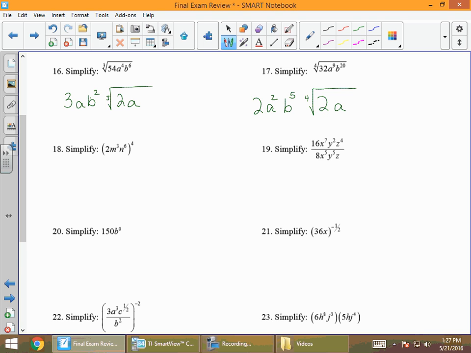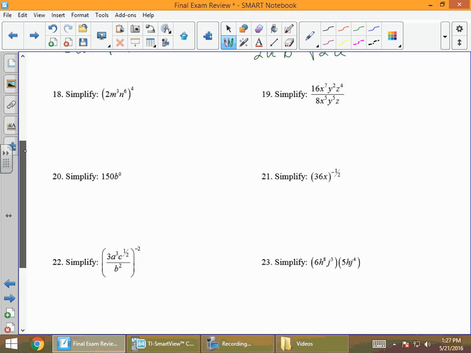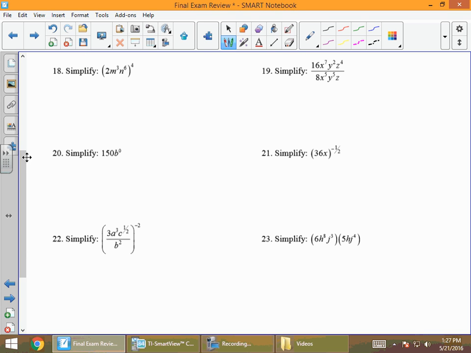Number 18 is an exponent properties. If you remember, this 4 can go down to every one of the exponents. And when I do an exponent to an exponent, I multiply those exponents together. So right now, 2 is raised to the first. So 2 to the first to the fourth will be 2 to the fourth.